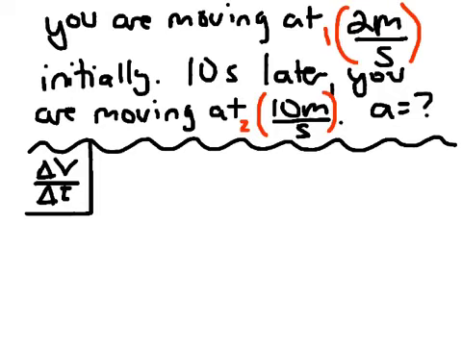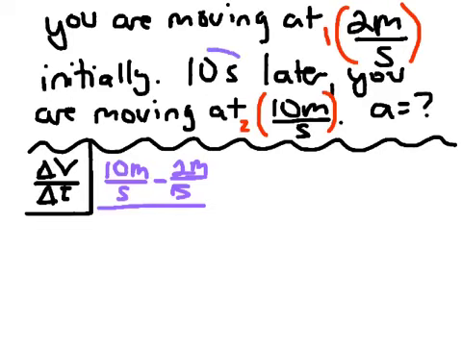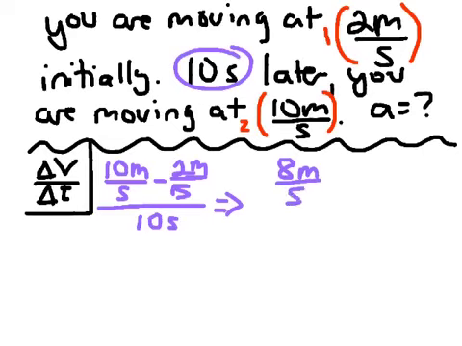So if we begin the calculation, which we'll do in purple, if we do 10 meters per second minus 2 meters per second over, what's the change in time? Well, it's 10 seconds later, so it's over 10 seconds. Let's do the top. This is going to be equal to 10 meters per second minus 2 meters per second. That's simply going to be 8 meters per second over 10 seconds.